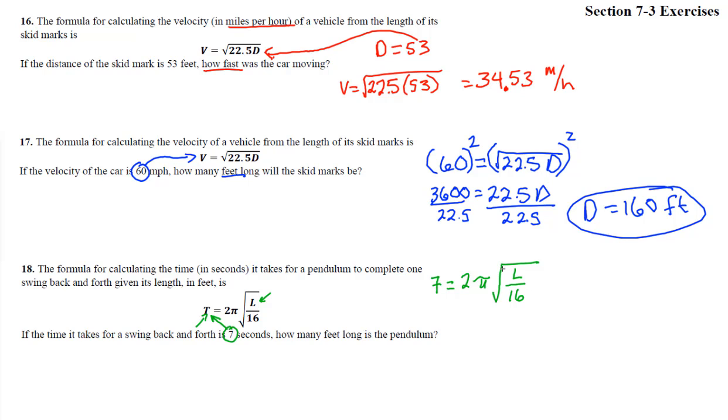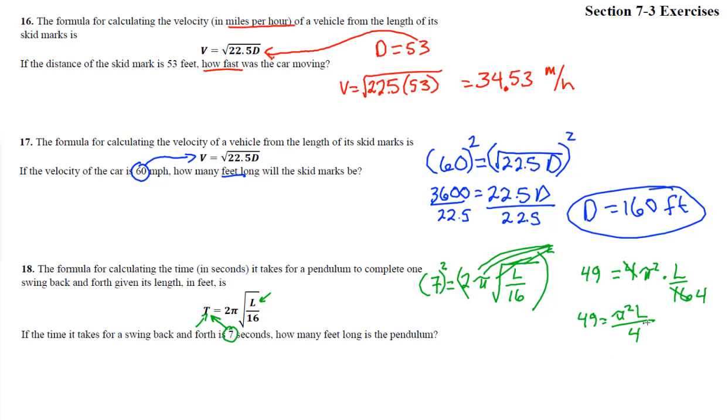All right, let's get the square root by itself. Well, we've only got the one term, so let's go ahead and square both sides. So we get, oops, let's put the square up there. So this is 49 equals 4 times pi squared times L over 16. This squared hit the 2, it hit the pi, and it canceled out the square root. Oh, hey, look at that. 4 divided by 16, that's a 4 right there. That simplifies, so we get 49 equals pi squared L over 4.